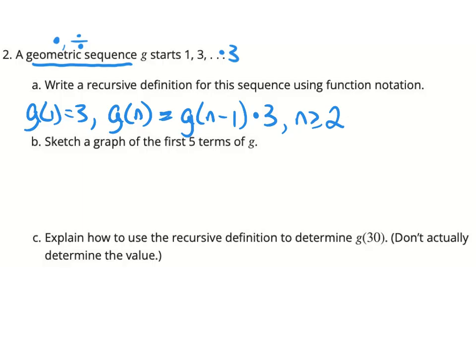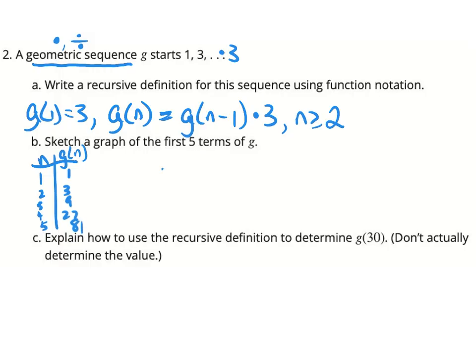Sketch a graph of the first 5 terms of G. So to sketch a graph, I'm going to need a table of values. So 1, 2, 3, 4, and 5, these 5 terms. Okay, so we got the first term was 1, the second term was 3, times 3 is 9, is 27, is 81.